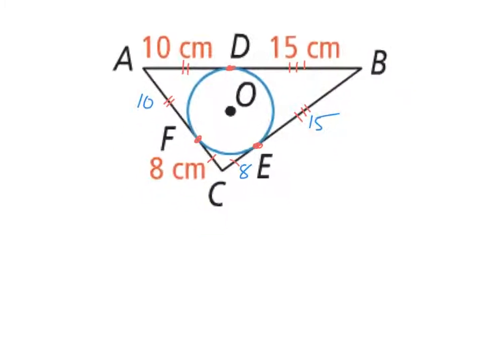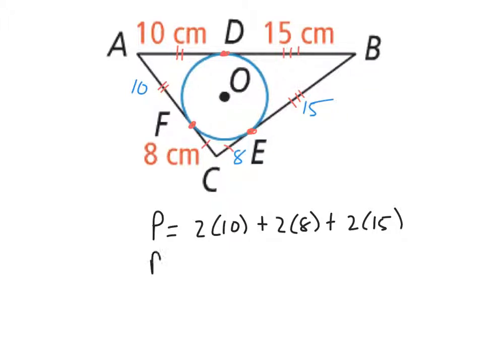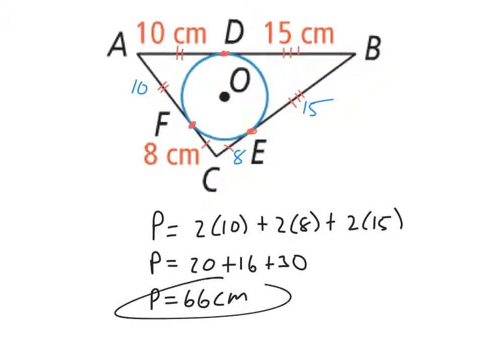To find that, I am simply going to take my perimeter equals 2 times 10 plus 2 times 8 plus 2 times 15. If you prefer to take 10 plus 10 plus 8 plus 8 plus 15 plus 15, you can. It's the same thing. This is a little faster. And so our perimeter is 66 centimeters. Questions?